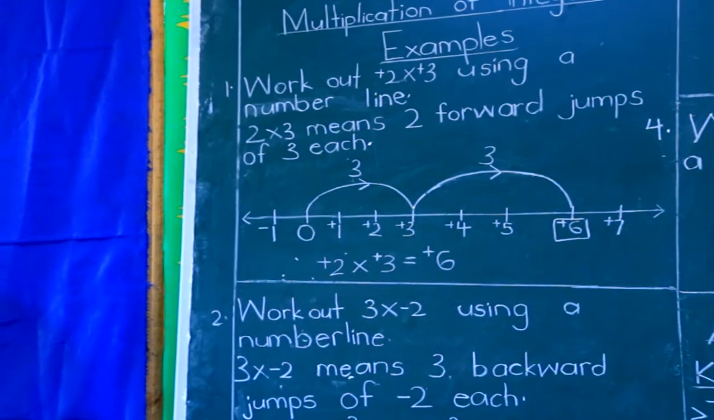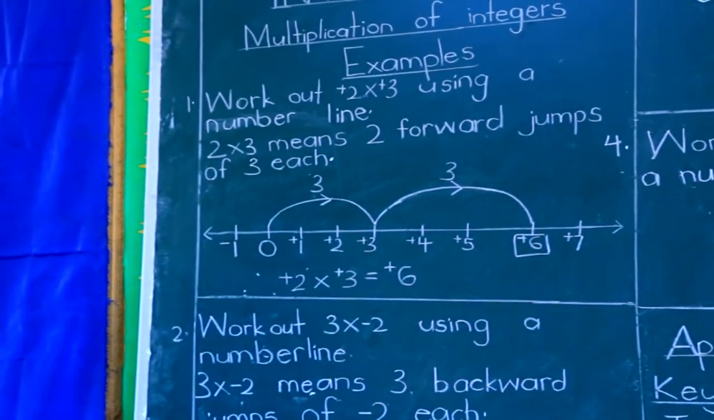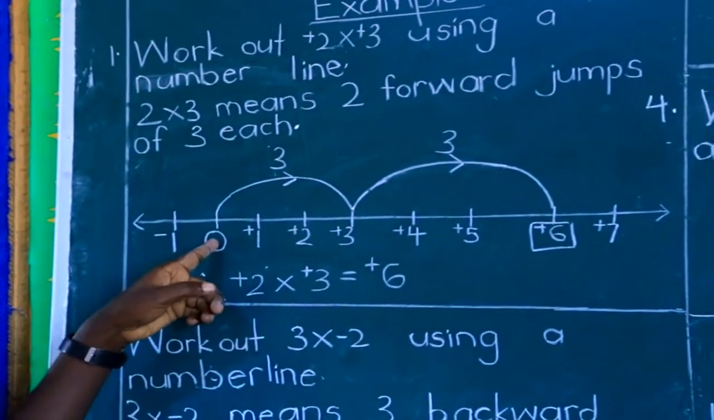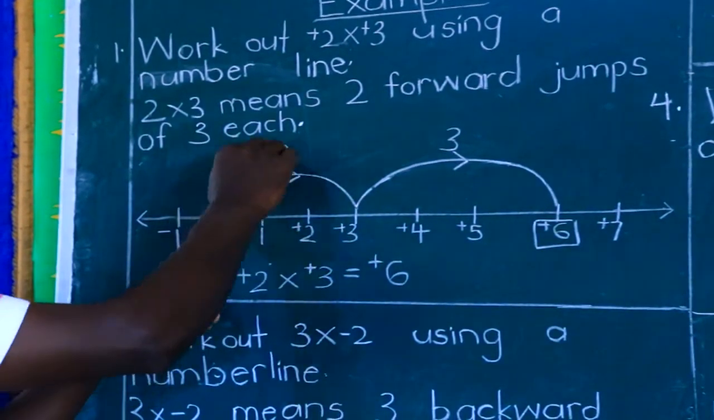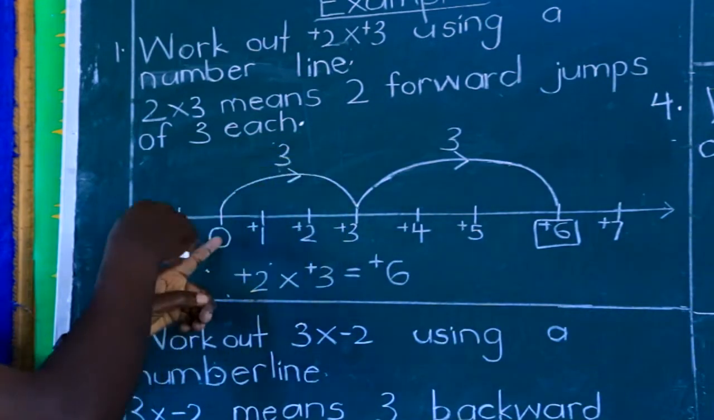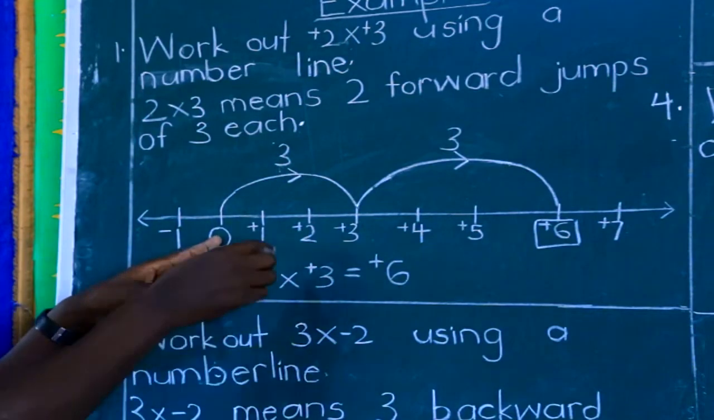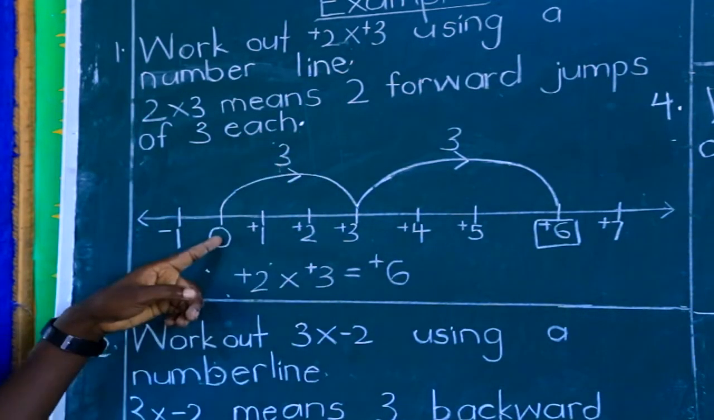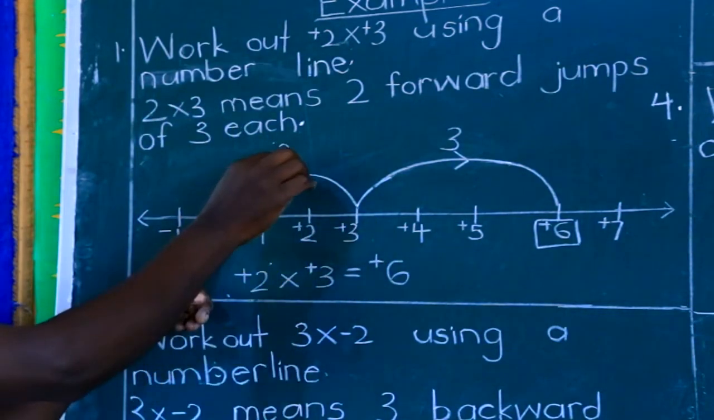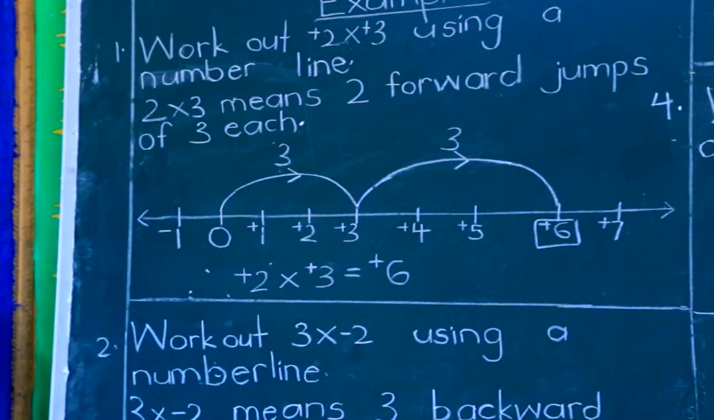So you are going to make 2 jumps of 3 each, meaning from the origin, that is 0, you count 3, 1, 2, 3, and jump from here up to here. Please jump towards the positives and show the jump being forward, and of 3 each. So I've counted 3, that is 1, 2, 3, jump from 0 up to positive 3, and show the arrow, a forward arrow, and name it 3. That's the first one.